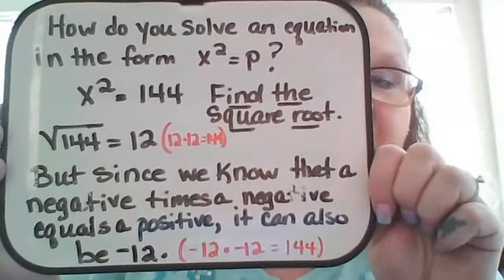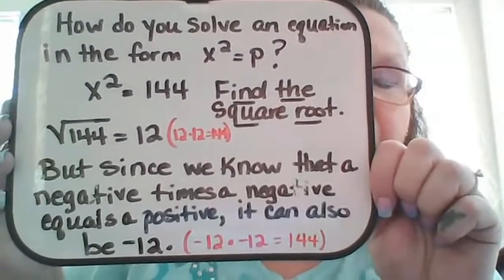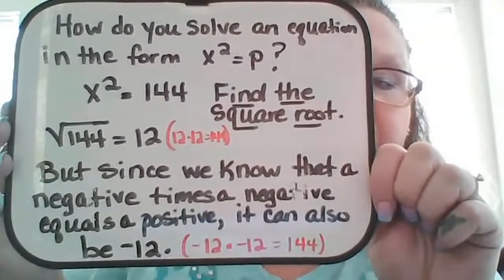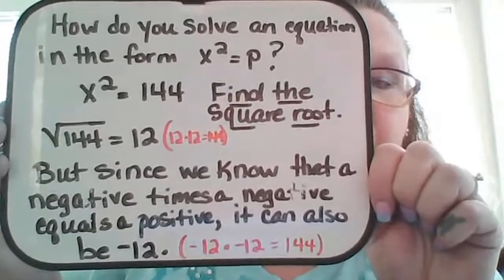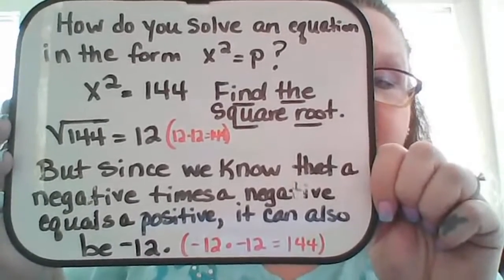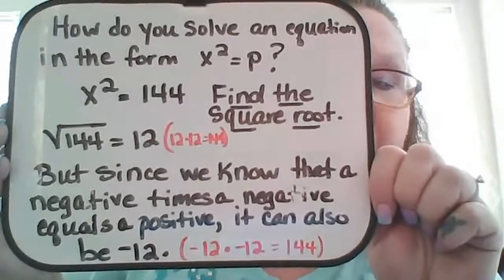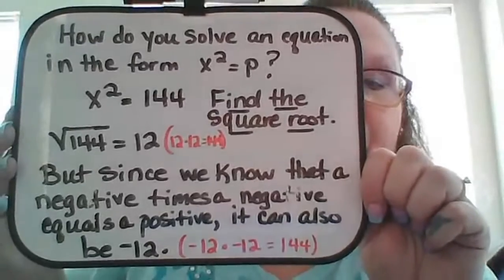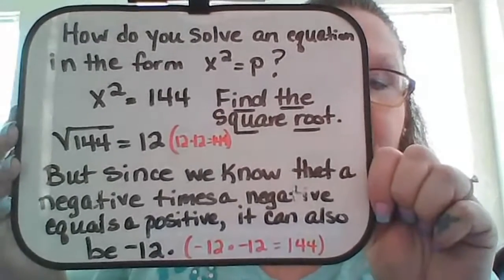So anytime you're finding the square root of a number, you can put the positive form of the number and the negative form. So to plug in for x squared, we could put 12 or we could put negative 12 because they would both equal 144.